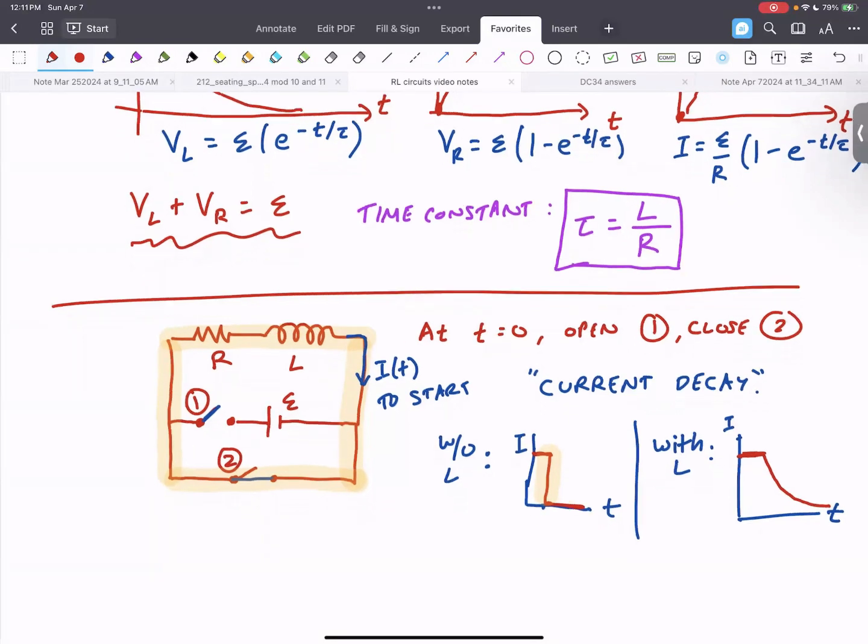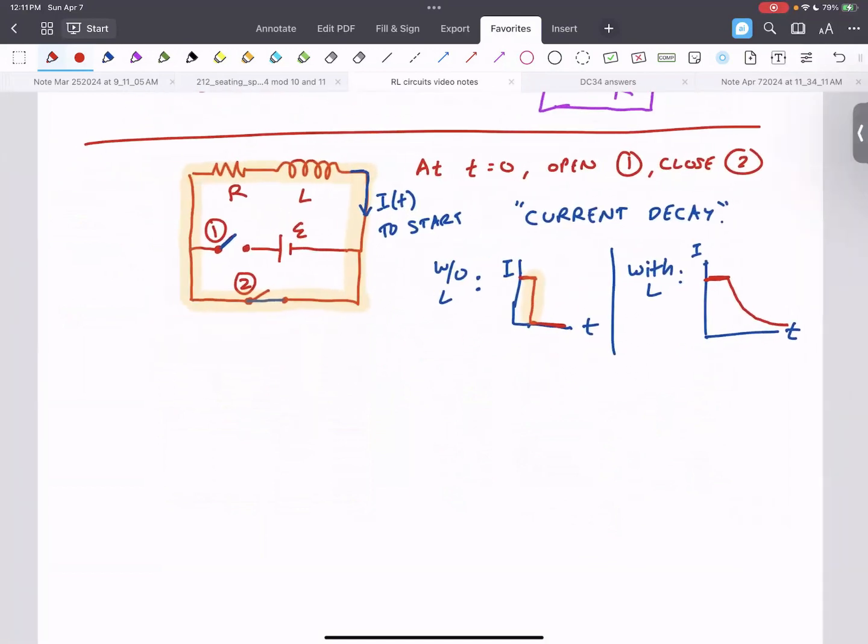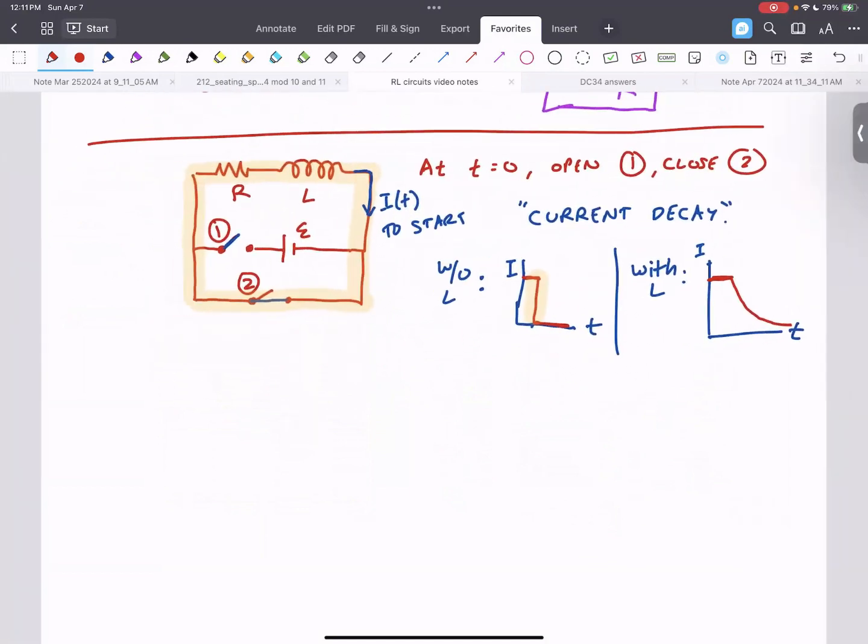So what we can do then is the same analysis that we did before. We can look to see what's going to happen in this scenario. So initially, to start, let's start with the current, because we know the voltage across the resistor is going to be equal to the EMF. It's at its max value.